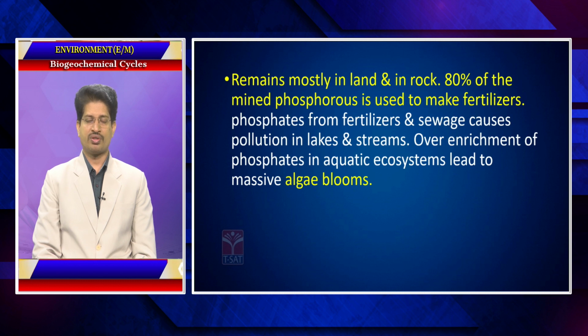80% of the mined phosphorus is used to make fertilizers. Phosphates from fertilizers and sewage cause pollution in lakes and streams. Over-enrichment of phosphates in an aquatic ecosystem leads to massive algal blooms, which leads to a condition known as eutrophication. When a drain is connected to nearby lakes or rivers, or phosphorus material from industries or agriculture drains is mixed into the lakes, it leads to algal bloom, leading to eutrophication of lakes.